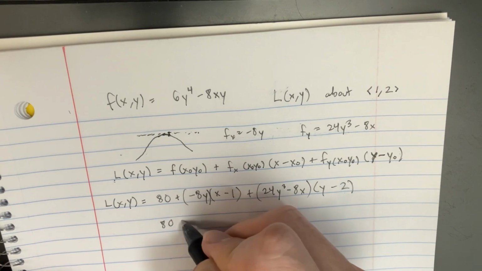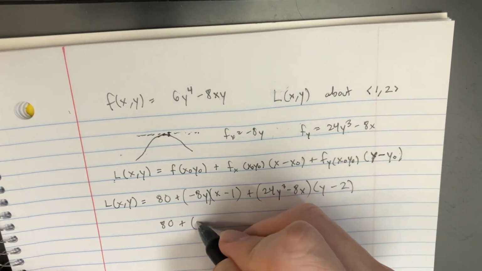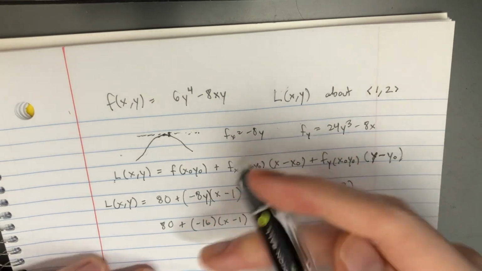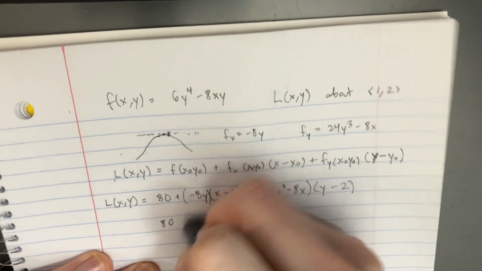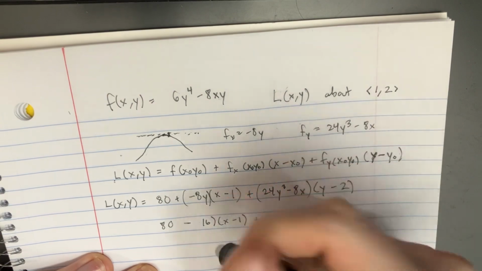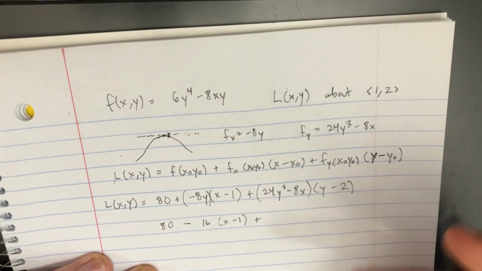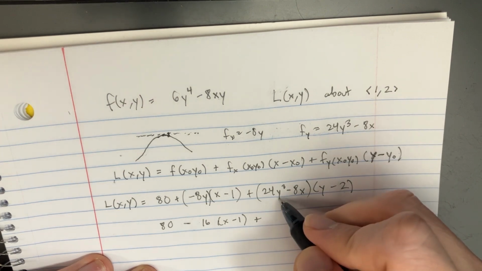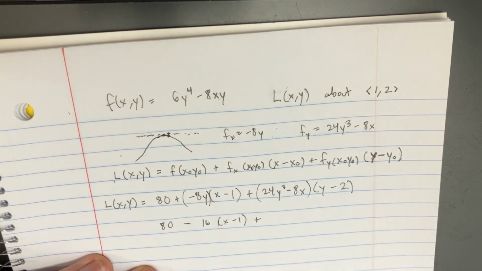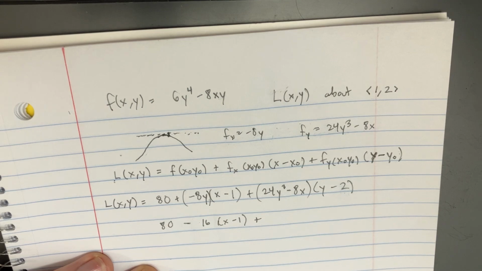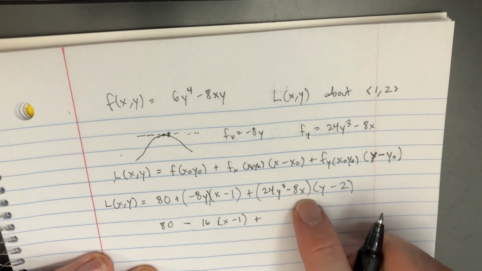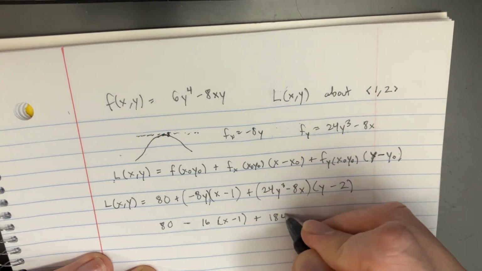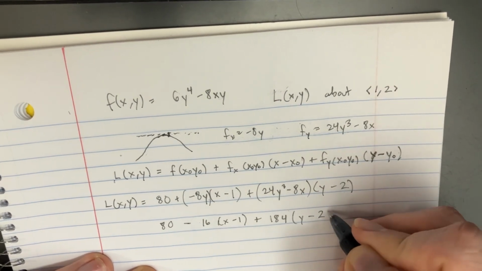So we can have 80 plus, this would be negative 16, times (x minus 1) plus, and I guess we'll make this just minus 16 in total here, just to make it a little easier. Minus 16 times (x minus 1). And then we've got plus, let's see, this would be 24 times 8, and then minus 8. So we get 184, and then times (y minus 2).